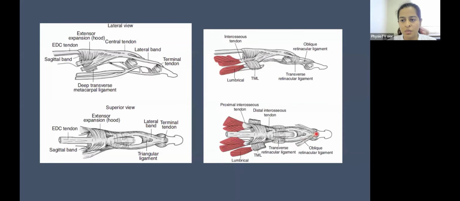Along with that, we have one more passive component, that is the oblique retinacular ligament. This originates from the annular and cruciate pulleys from the flexor aspect. They go slightly volarly and distally near the PIP joint. And from there, they traverse dorsally and laterally to insert near the terminal tendon. So this oblique retinacular ligament has the line of force volar to the PIP joint and dorsal to the DIP joint.